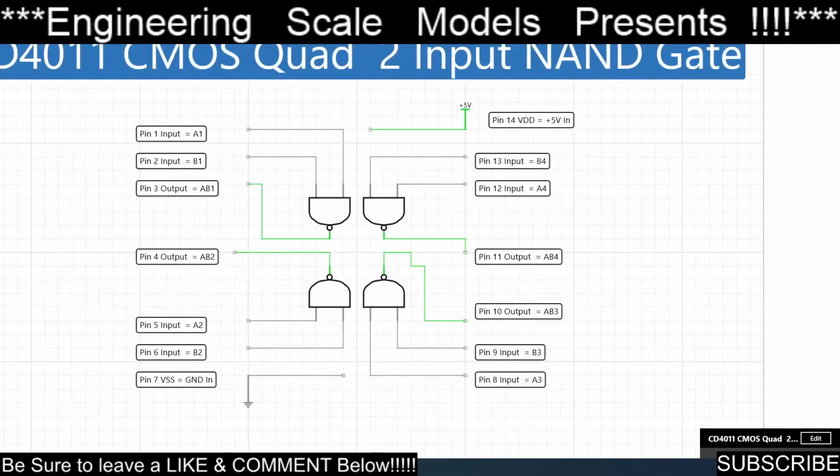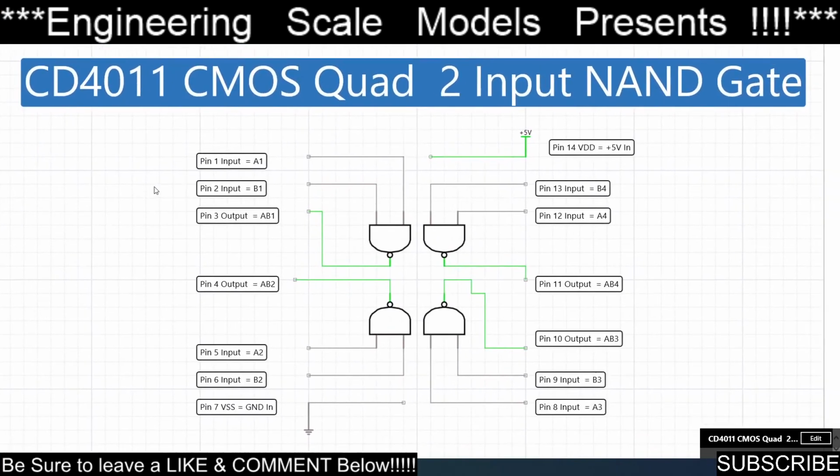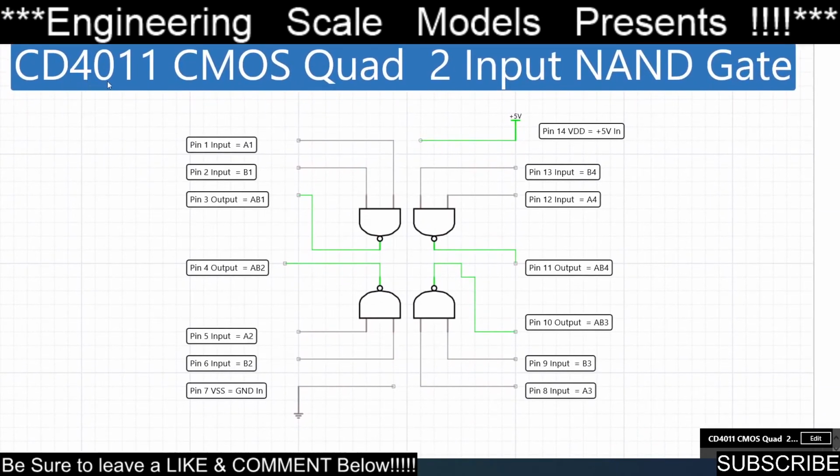It was the CD4011 CMOS quad 2-input NAND gate. That's the pinout. I drew this up in iCircuit. It was the best I could do, and now it's a reference, and I might put the link for the file in the description of the video.